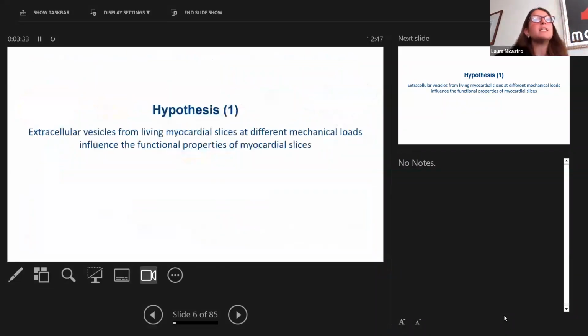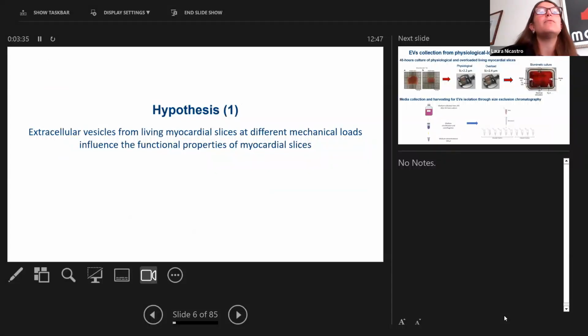So the first hypothesis that we had was that extracellular vesicles released from myocardial slices that are stretched at different mechanical loads can influence the functional properties of myocardial slices.